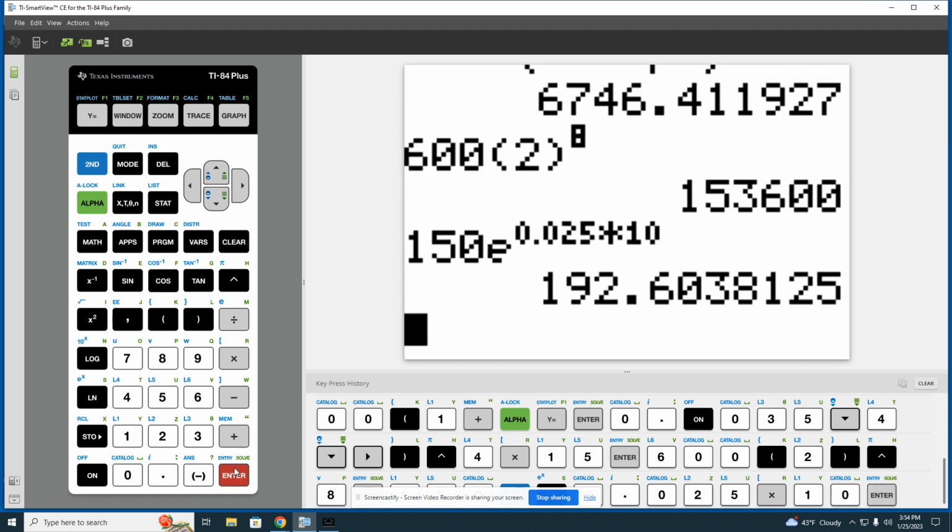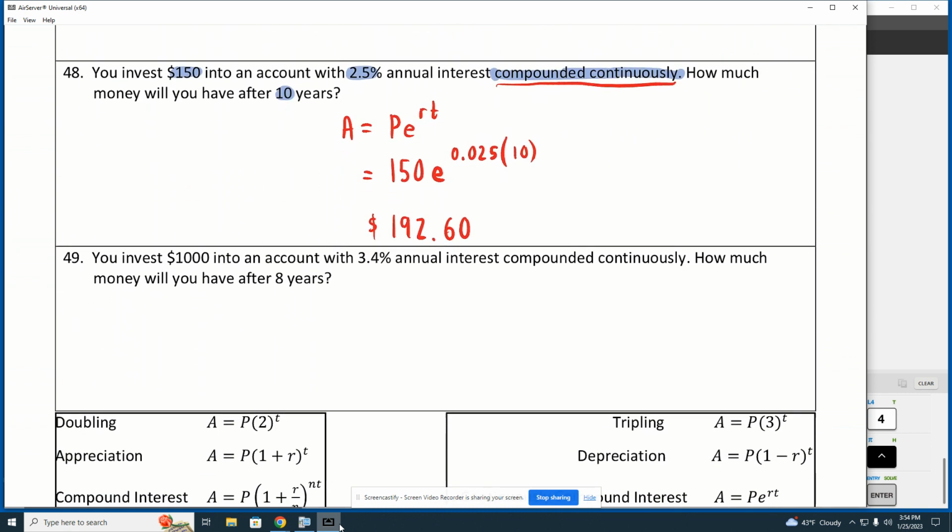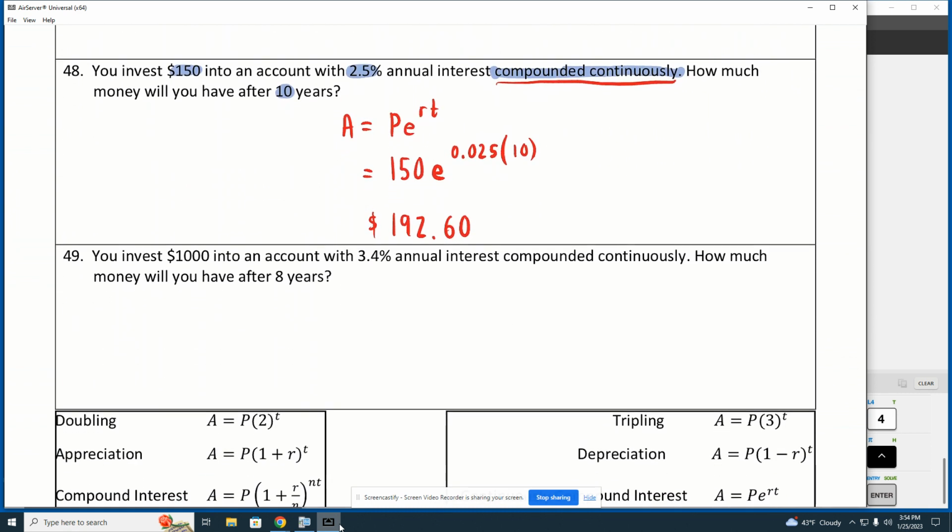So we can expect there to be $192.60. So let me go back. Here it is. All right, last one. You invest $1,000 into an account with 3.4%, and once again, compounded continuously. How much will you have after 8 years?